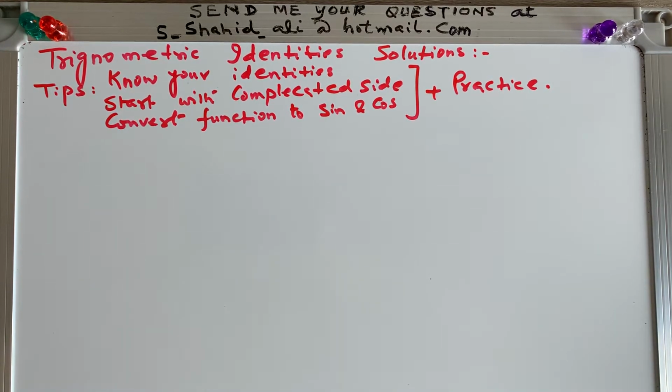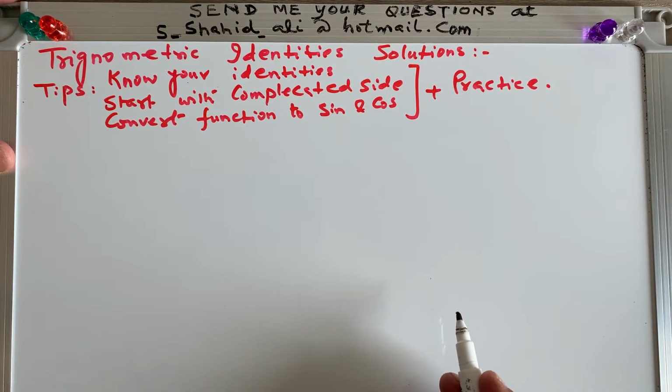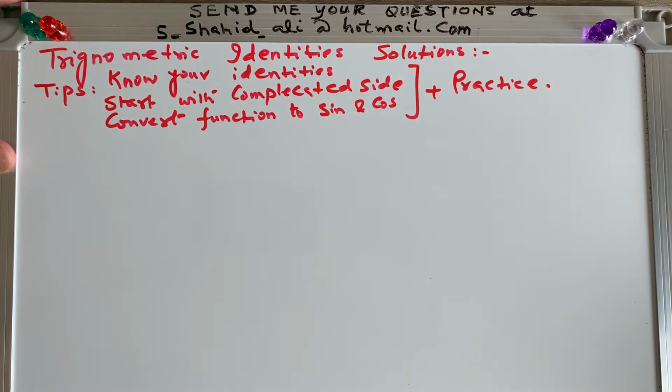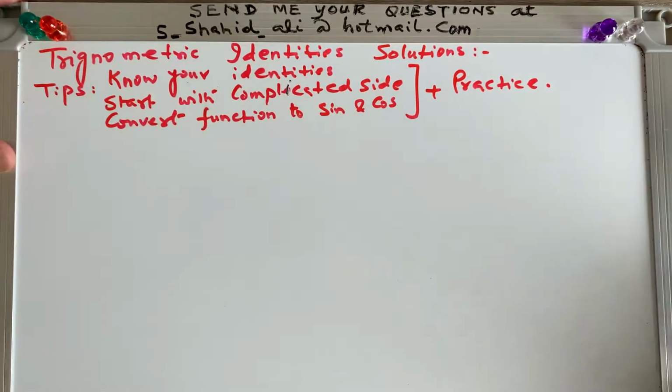So here are some more examples asked by some of the students in grade 11. Trigonometric identities solution. We know the tips to solve trigonometric identities: you have to know your identities, which we did in lecture 1 and 2. Start with the complicated side, the big side, which is the difficult side. If you go through the complicated side, then you resolve it into the other side, which is simpler.